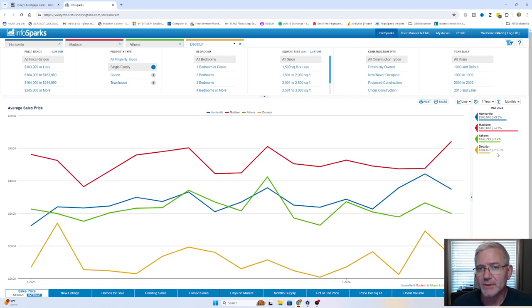So definitely seeing sales prices overall increase a bit, Decatur being the most significant, 10% compared to where they were a year ago. But when you look back on this last year for the statistics, just a little bit up and down, nothing super dramatic yet. We'll just have to continue to watch that.